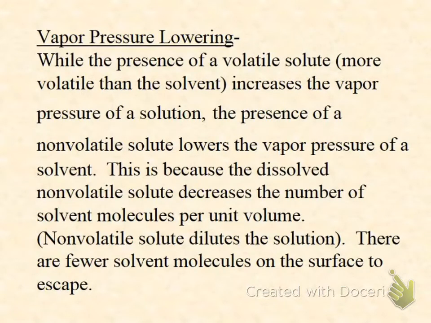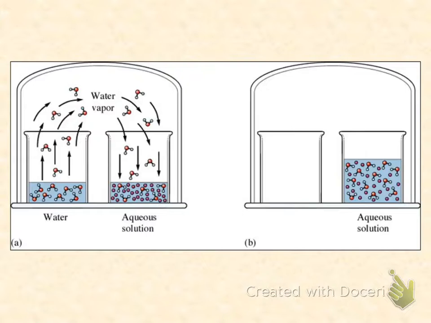Vapor pressure lowering. The presence of a volatile solute, meaning more volatile than the solvent, increases the vapor pressure, and of course increased vapor pressure means it's more likely to become a gas. If we were to add a non-volatile solute, it actually lowers the vapor pressure, and so the solvent is less likely to become a gas. Okay, so basically the non-volatile solute dilutes the solution, so there are fewer solvent molecules at the surface to escape to become a gas. And so here's an example of that.